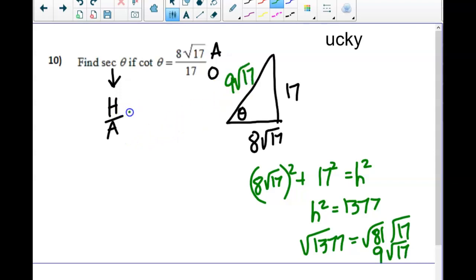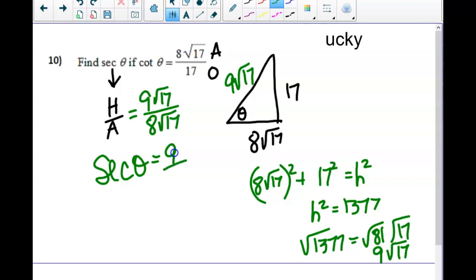And it actually gets nicer, look what happens. Secant is hypotenuse, which is 9 square roots of 17, over adjacent, which is 8 square roots of 17. So it reduces to, okay.